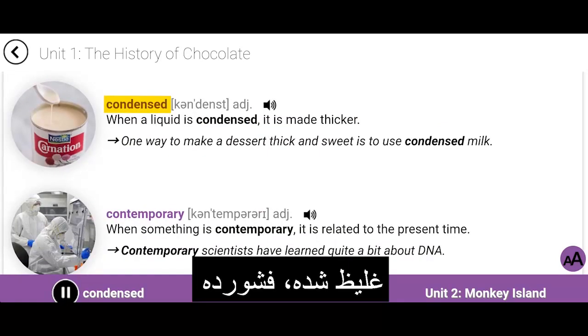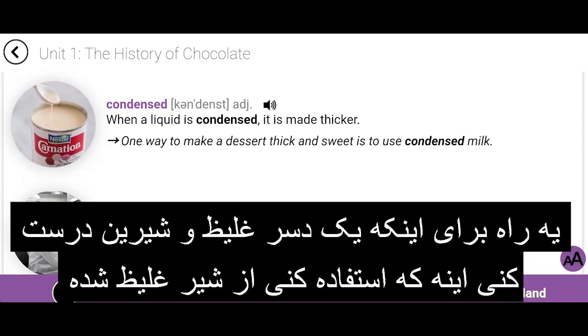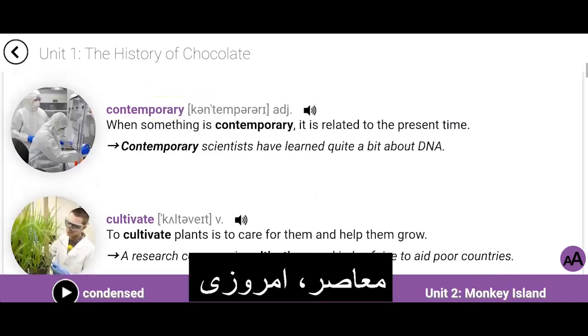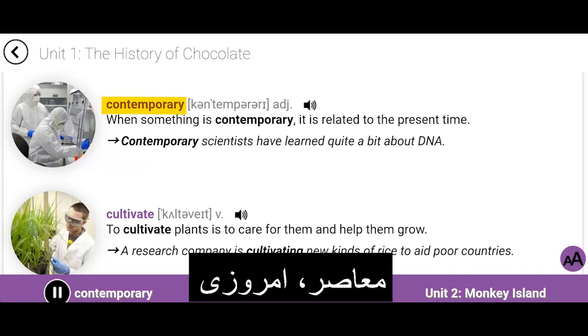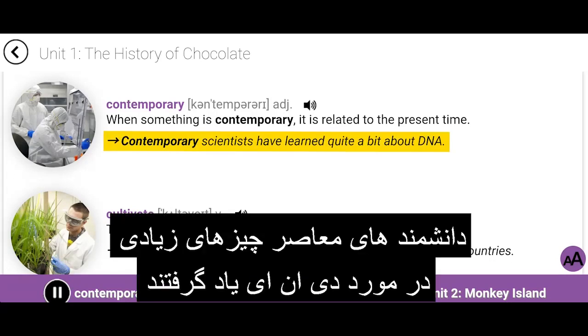Condensed. When a liquid is condensed, it is made thicker. One way to make a dessert thick and sweet is to use condensed milk. Contemporary. When something is contemporary, it is related to the present time. Contemporary scientists have learned quite a bit about DNA.